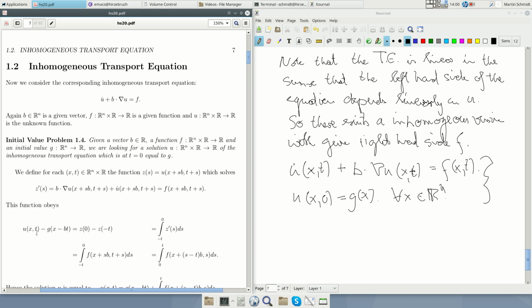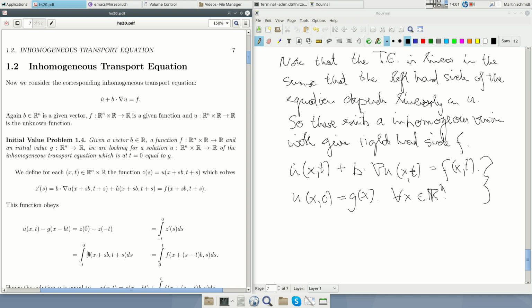And then we take the derivative, again obtain this expression, and see we get this. So this time it's not constant anymore, but it's given by the given function. So we can write this difference. This is of course the same as integrating from minus t to 0. At minus t it's this initial value, and at 0, if we insert s equals 0, then we have the point xt. And so this difference is clearly this integral.